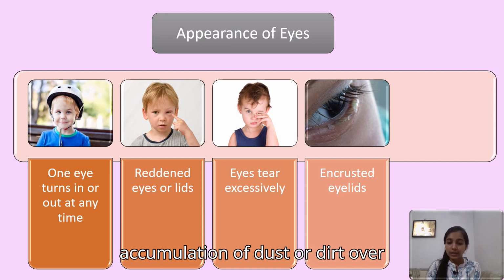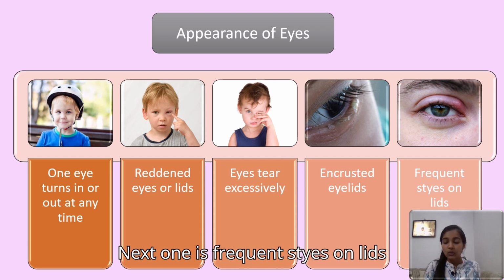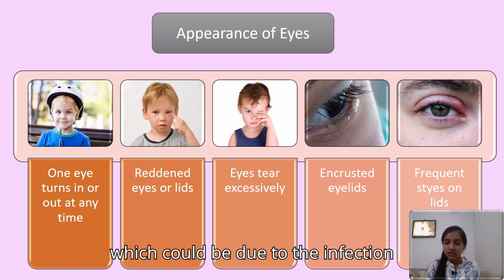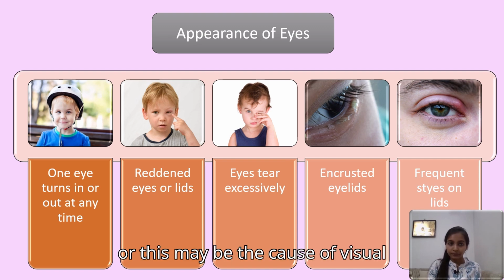Then the next one is encrusted eyelids, which could be the accumulation of dust or dirt over or under the eyelashes. The next one is frequent styes on lids, which could be due to infection, or this may be a cause of visual impairment.